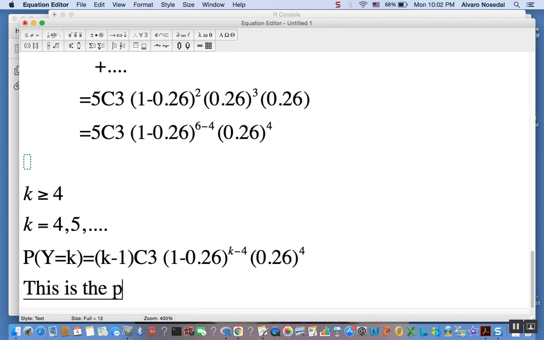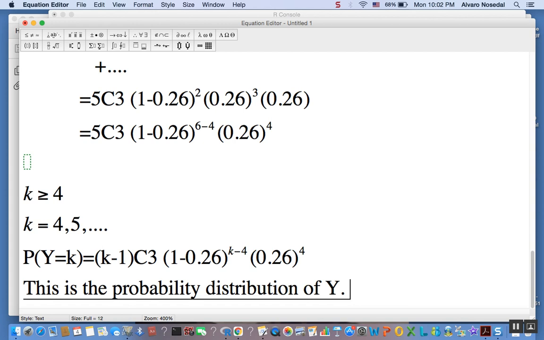This is the probability distribution of y, where y represents the number of trials until we observe our first 4 successes. Okay, our first 4 successes. Excellent. Now let me just show you something more from our lecture notes.